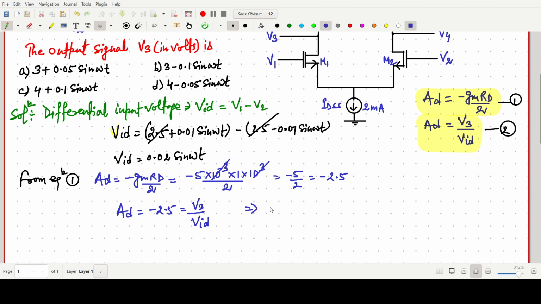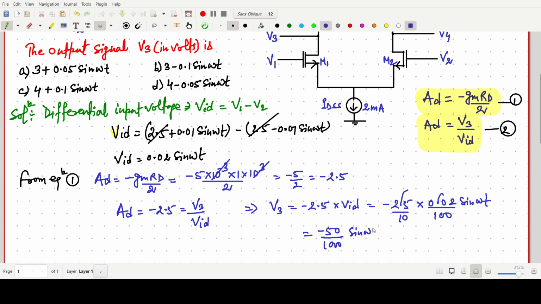So the AC component V3 value will be minus 2.5 into VID, so it should be minus 2.5 into 0.02 sin omega t. If we multiply, 25 into 2 is 50, by 1000, the zero cancels, giving minus 0.05 sin omega t. So the V3 value for the AC component that we have found is minus 0.05 sin omega t.